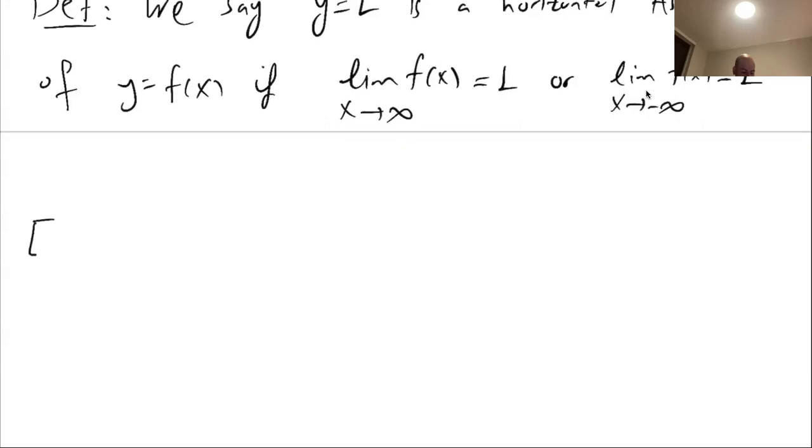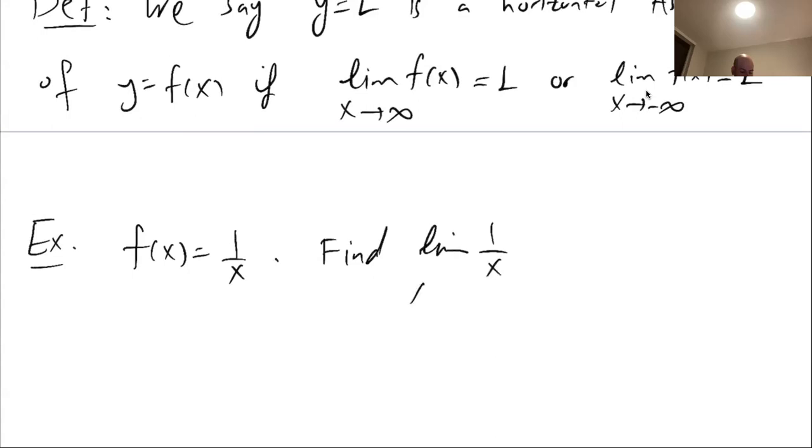So let's look at an example. Let's say f of x equals 1 over x. Find the limit of 1 over x as x goes to infinity and the limit of 1 over x as x goes to minus infinity.